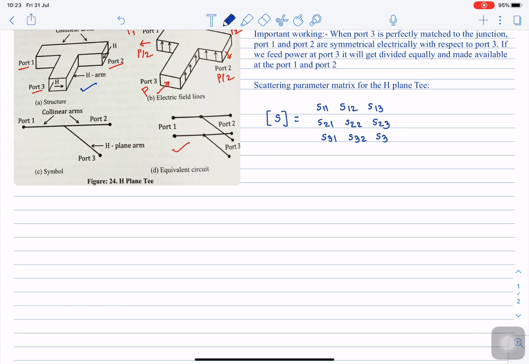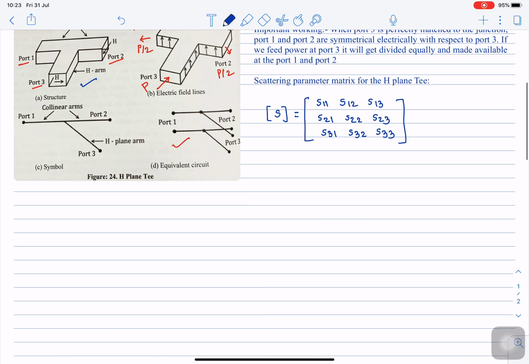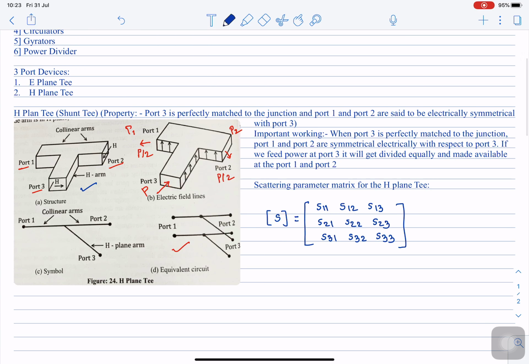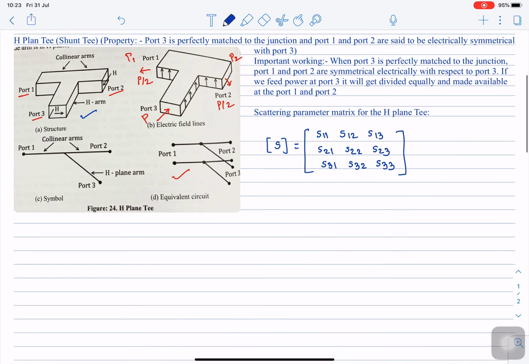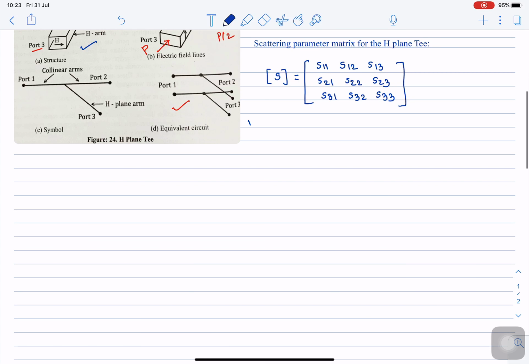Okay, so the scattering matrix for the H plane T is given by a scattering matrix of 3 by 3 order as it consists of 3 different types of ports. Okay, so first we are going to find what these S parameters are for the H plane T, and that is why we are going to design the scattering parameter matrix for the H plane T. Okay, so at the junction we assume that the junction is ideal.